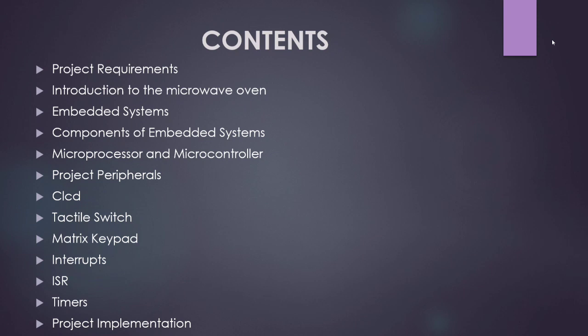Next, timers. They are used to keep a record of time for different events that occur in the embedded system. A timer is a simple binary counter which is configured in a circuit or a system as per the need to count the pulses in the system. Project implementation. How the project is implemented using embedded systems.